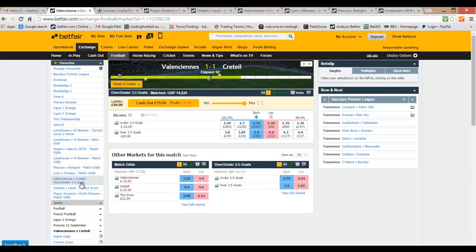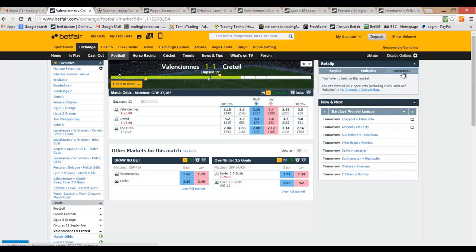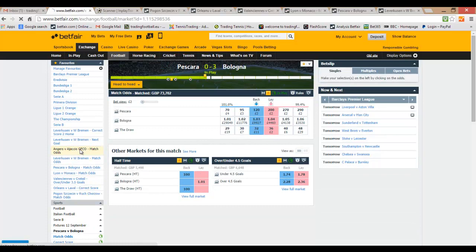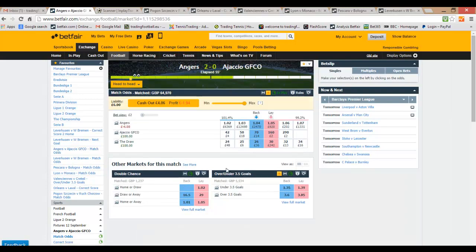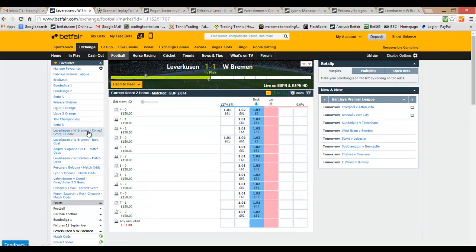Orléans-Laval, 60 minutes gone in the French League 2 games. Valenciennes and Créteil still 1-1 there. Orléans still 0-1, so I'm looking for some goals, particularly in the Orléans-Laval game. And the Pescara-Bologna game, which I mentioned earlier, I did want to keep that on the side when Bologna were leading 2-0. And again, they were leading 3-0. I missed a beat there, really.